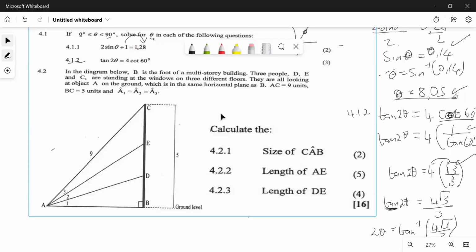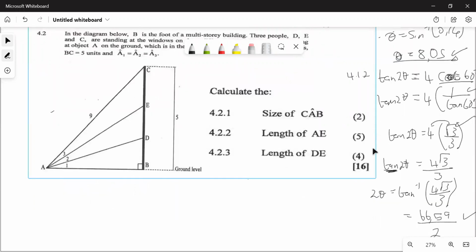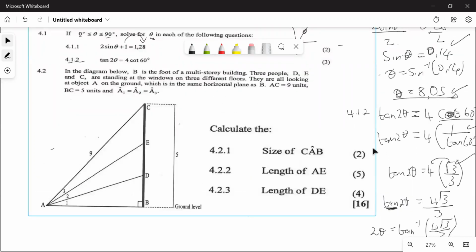4.2.1. The statement says in the diagram below, B is the foot of the multi-story building.